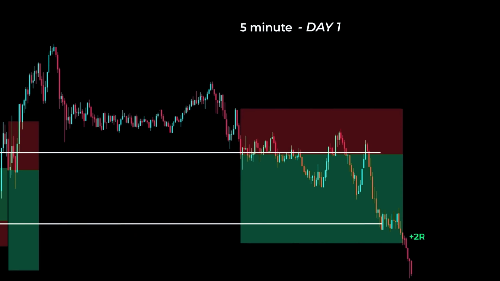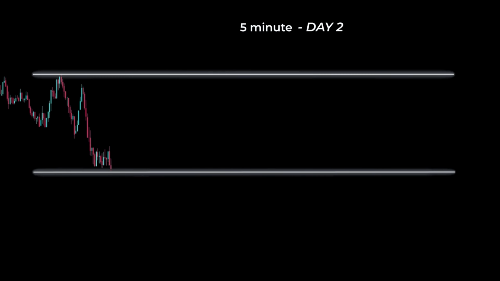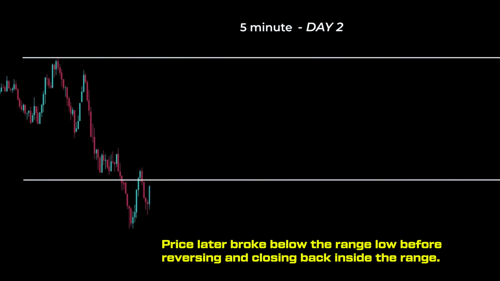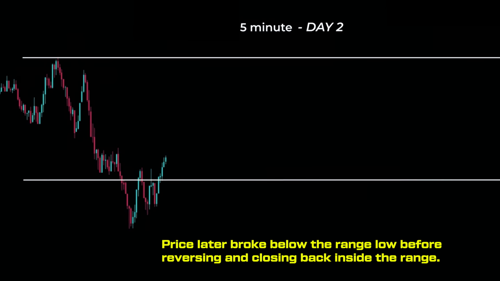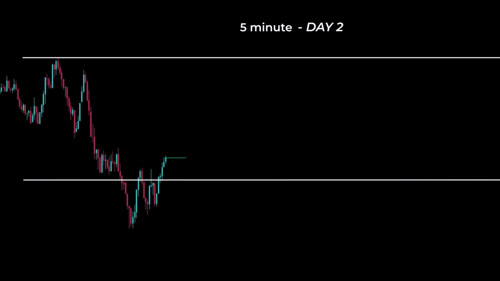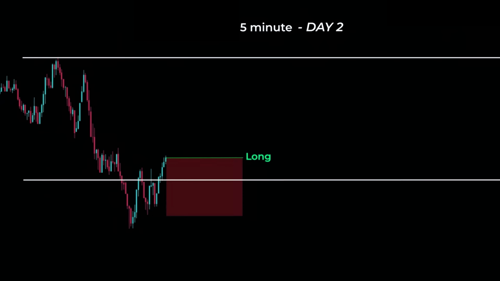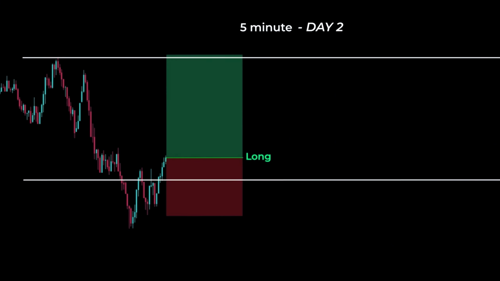Moving on to the next day, we had the 4-hour range marked. Price later broke below the range low before reversing and closing back inside the range. This confirmed a valid long setup. We placed our stop loss below the breakout low and targeted a take profit equal to 2R. And price hits the target, so that's a 2R gain.